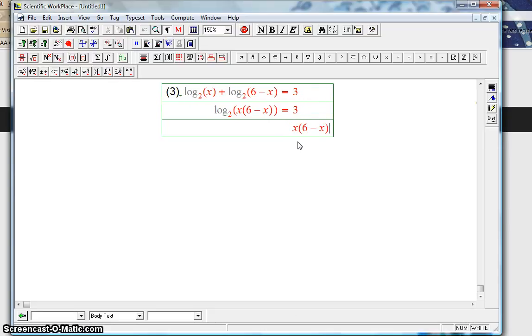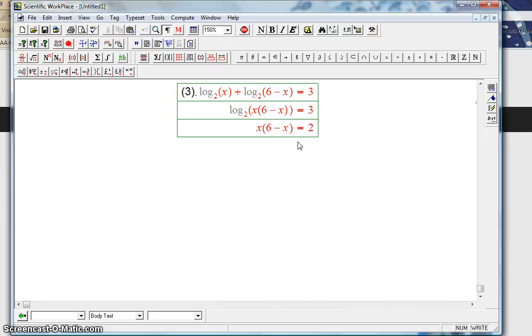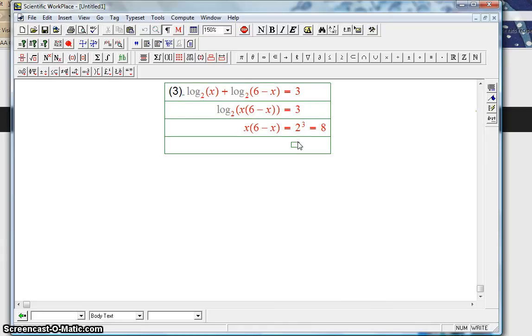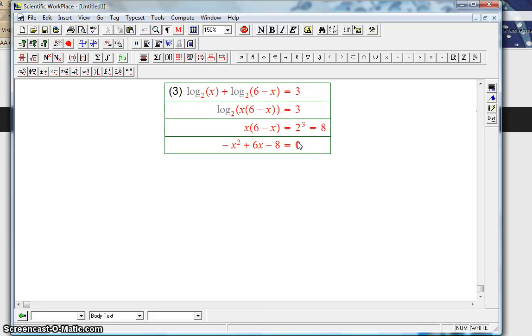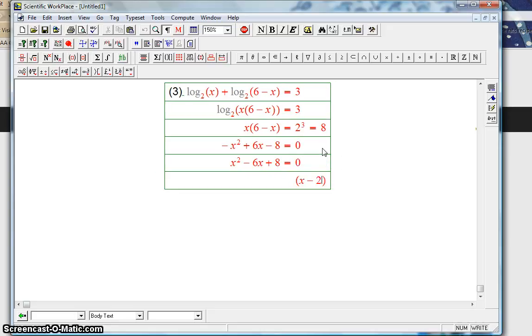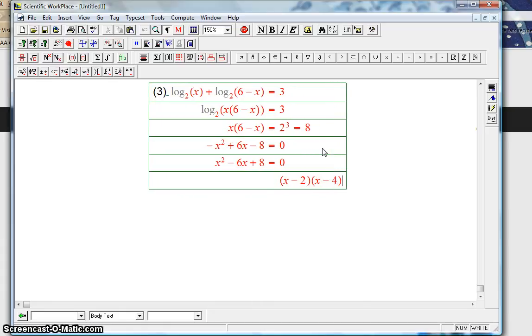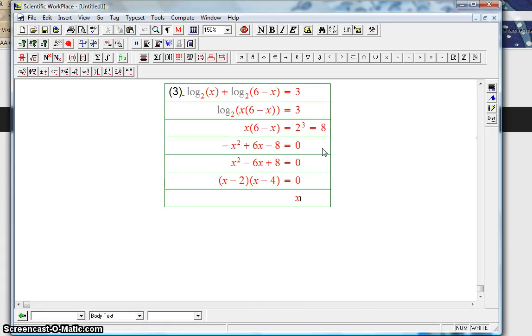That means that x times 6 minus x is equal to 2 to the 3. That's the fundamental connection between logarithms and exponents. And that's equal to 8. Okay. And so we get minus x squared plus 6x. And let's see if I mess this one up as well as the last one. I think this is good. Let's just change signs here. x squared minus 6x plus 8 equals 0. And that factors into x minus 2, x minus 4 equals 0. So x equals 2 or 4.